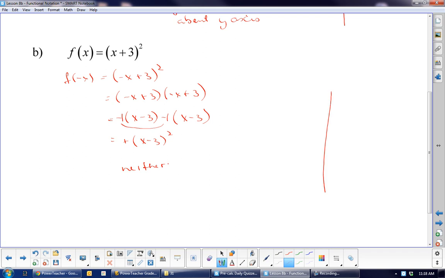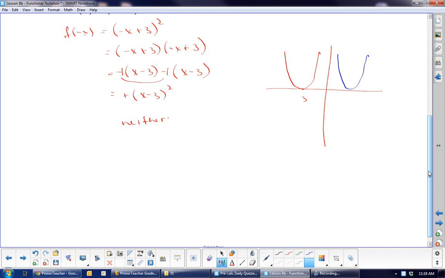Okay, and I want you to see what the graph looks like. That's x plus 3 squared. Now we know what x squared looks like. This is a horizontal transformation 3 units to the left, right? So as you see, that's not symmetrical about the y-axis. If you did a reflection on the y-axis, you get this. So that is not the same graph, okay? And that is x minus 3 squared.